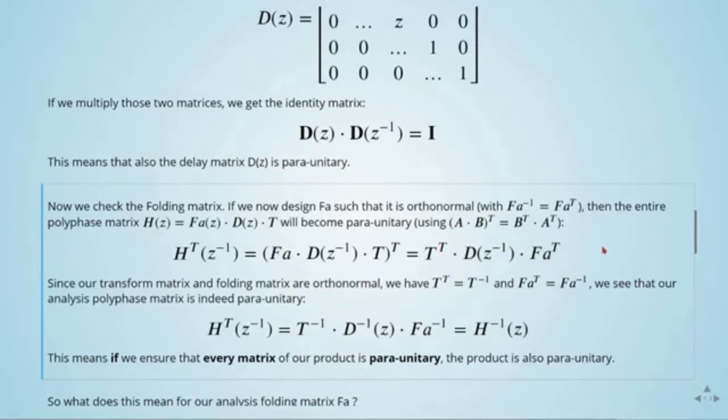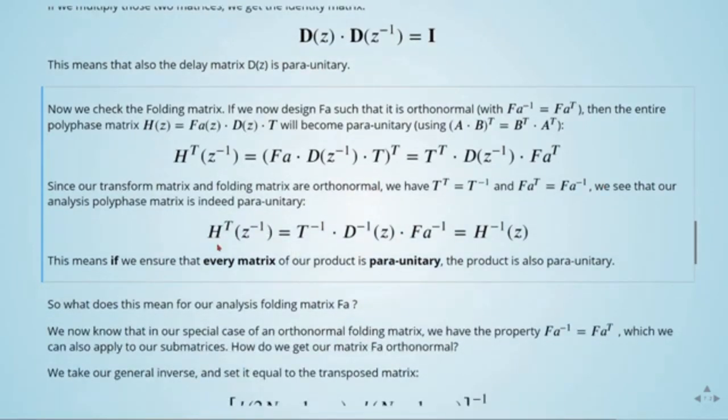Since our transform matrix and folding matrix are orthonormal, we have T transpose equal to the inverse of T, T to the power of minus 1, and FA transpose equal to the FA inverse, FA to the power of minus 1. We see that our analysis polyphase matrix is indeed para-unitary. And we have H transpose of z to the power of minus 1 equal to the inverse of H of z. This means that if we ensure that every matrix of our product is para-unitary, the product is also para-unitary.